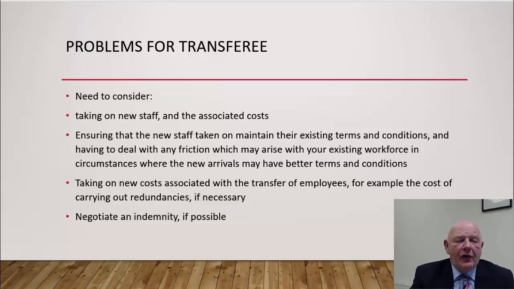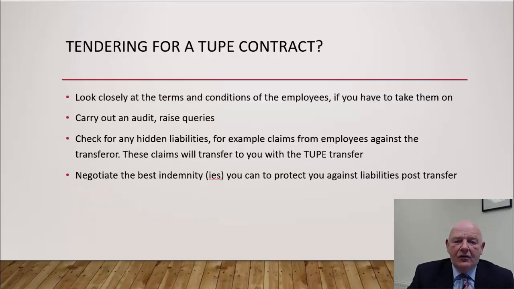In other words, you'd be looking for some form of comfort, some form of indemnity to cover any liabilities arising from the transfer. However, you may not get it. So if you're looking to tender for a TUPE contract, look closely at the terms and conditions of existing employees. Look at the length of service each of them has. Carry out an audit and raise queries. Check for any hidden liabilities, for example, claims from employees against the transferor. These claims may transfer to you with the TUPE transfer. And negotiate the best indemnity or indemnities you can to protect you against liabilities post-transfer.